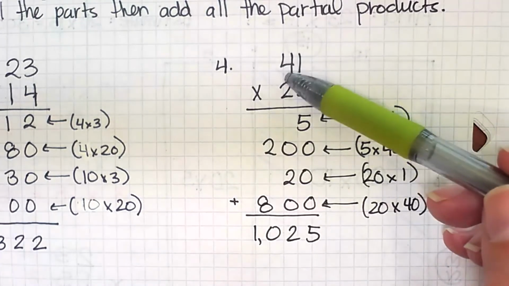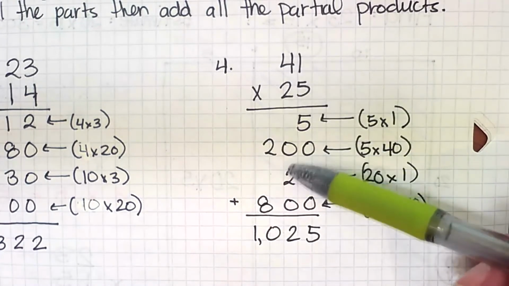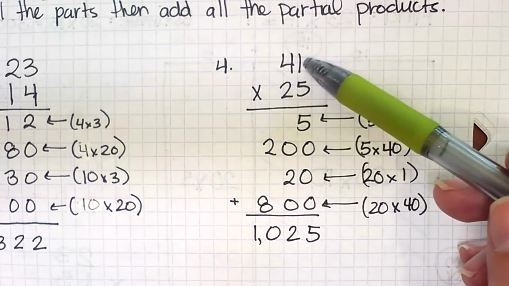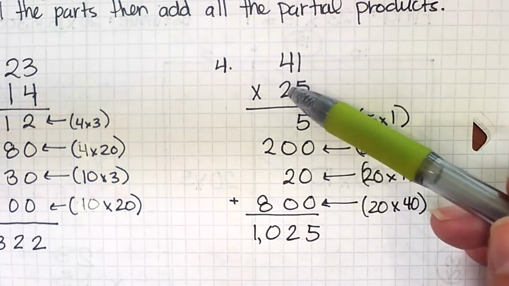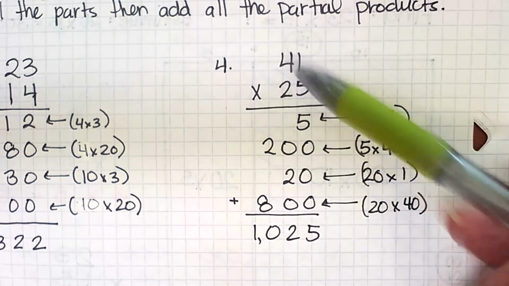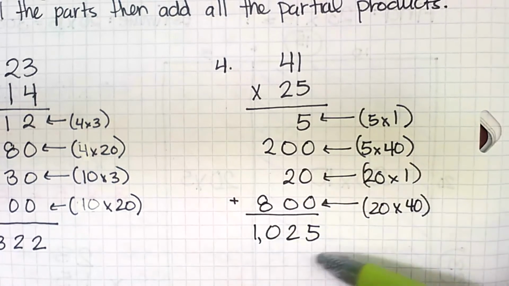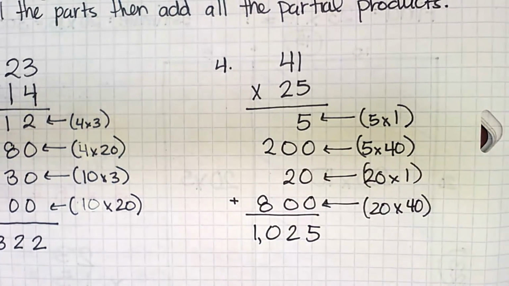5 times 4 tens, or 5 times 40, gave me 200. And then 20 times 1 gave me 20. And then 20 times 40 gave me 800. When I added all of those together, I got 1,025 as my answer.